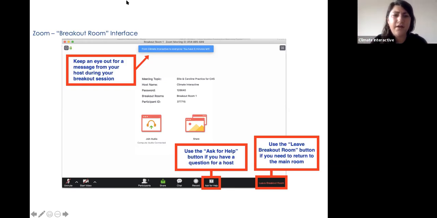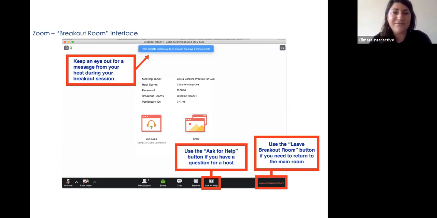And then you'll see that little blue notice at the top there that says from Climate Interactive to everyone. So keep an eye out for those little notices that we might send you. We'll type out the instructions for the breakout room there. We'll also give you some heads up about time. So maybe you have 5 minutes left, you have 1 minute left, please prepare this. So that's where you'll have those notices. And those are really the main features you'll need for the breakout room.